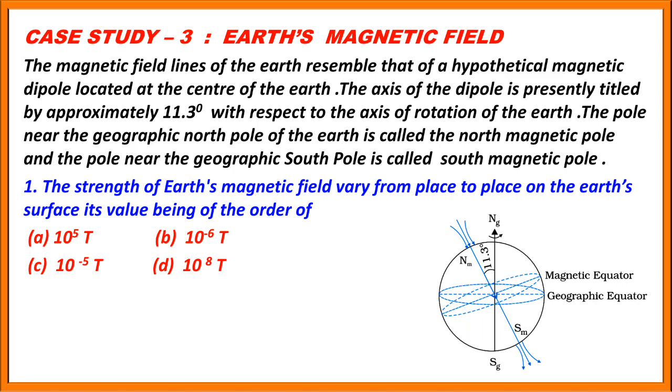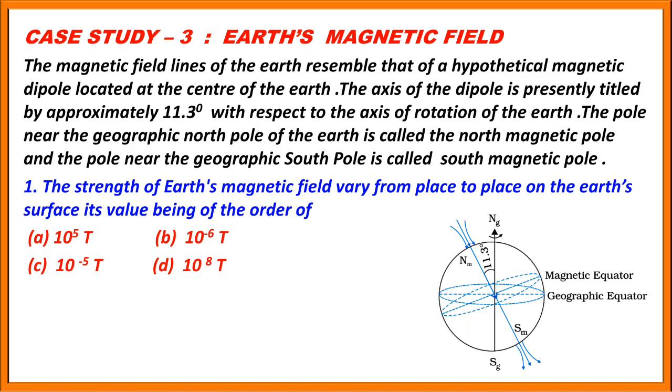The axis of the dipole is presently tilted by approximately 11.3 degrees with respect to the axis of rotation of the Earth. The pole near the geographic north pole of the Earth is called the north magnetic pole, and the pole near the geographic south pole is the south magnetic pole.